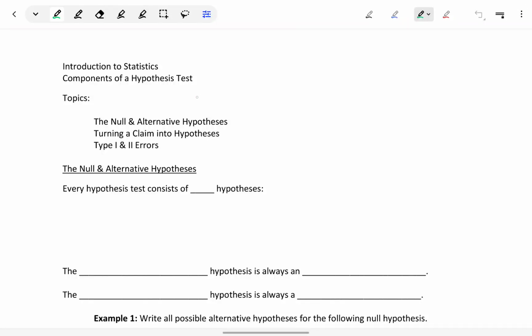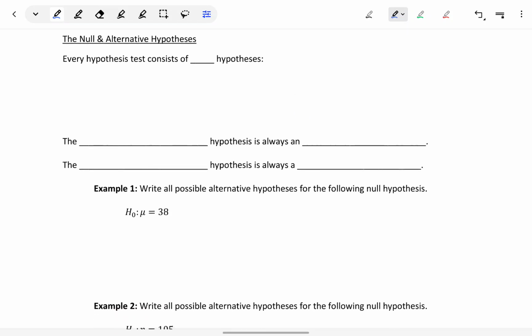Hypothesis testing is another component of inferential statistics, meaning this is another process for taking sample information that we collect and using that to make an inference about the larger group, the population as a whole.